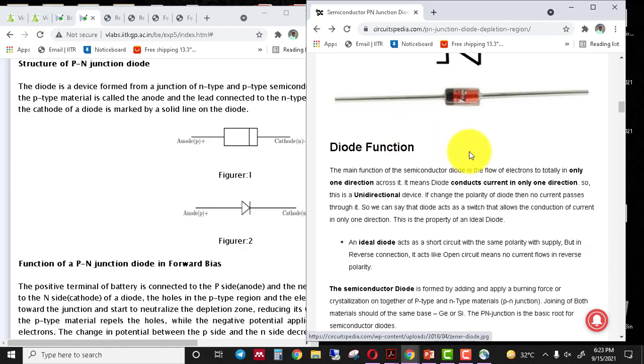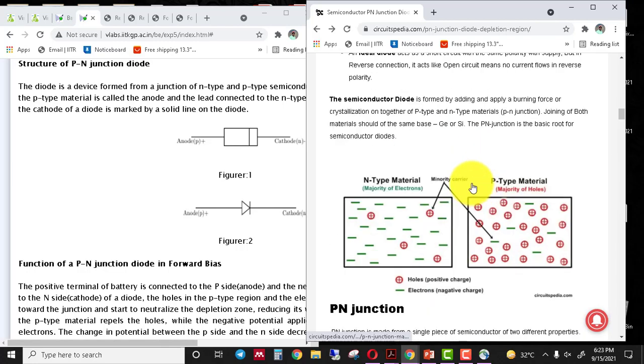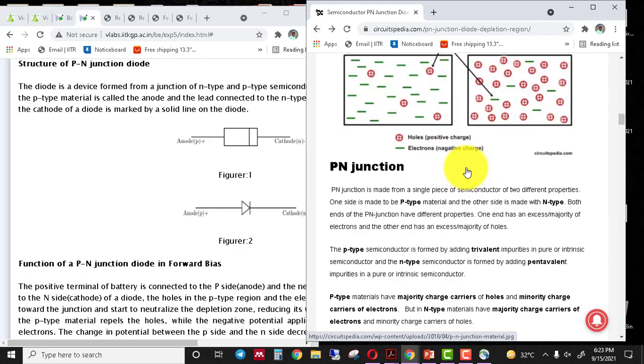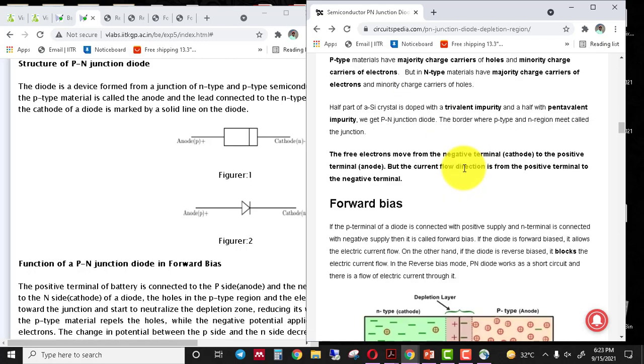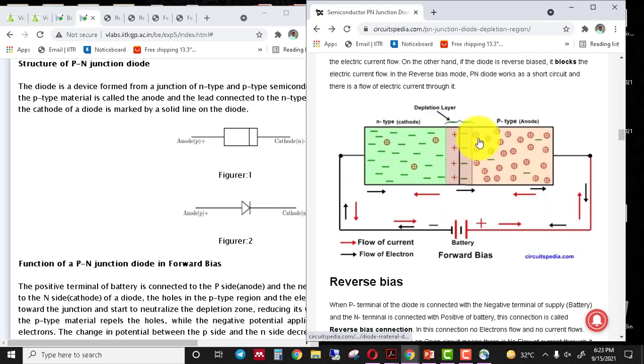When we take P-type and N-type semiconductor together, it makes a PN junction, and it develops a depletion layer near the PN junction. This is the depletion layer near the PN junction. Here you can see that the P-type and N-type semiconductors taken together make a PN junction and develop a depletion layer. Basically, a diode works in two conditions.